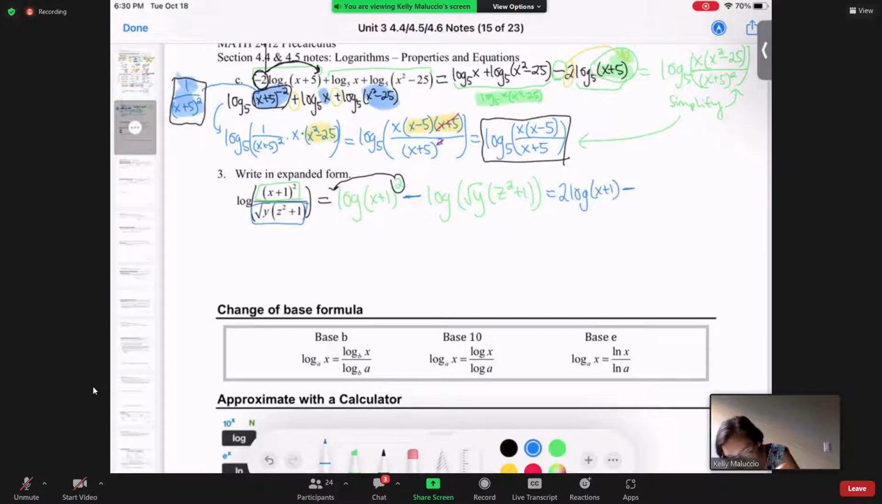But then I have minus, and then I have this monster right here. So I know that square root of y and z squared plus 1, they're being multiplied, right? So these can be separated because they're being multiplied. The tricky thing is this minus here. I'm going to keep them in parentheses for now and separate them, and then we'll make it nicer for our final answer. Okay. So I'm going to say log square root of y plus log z squared plus 1.